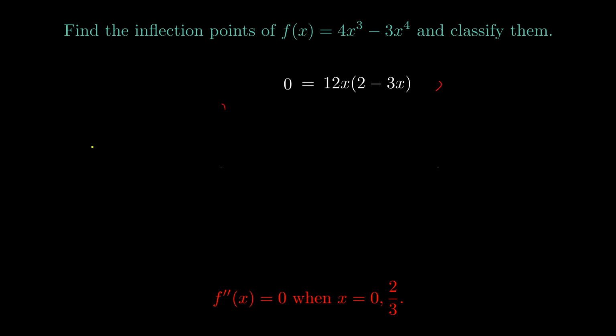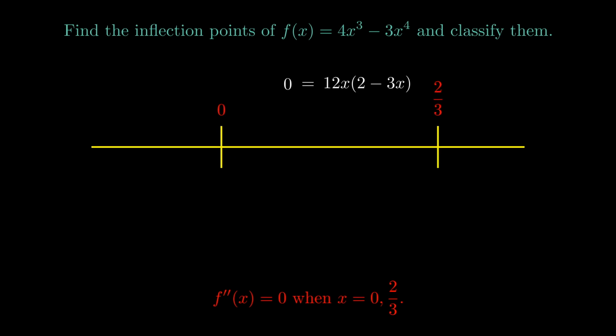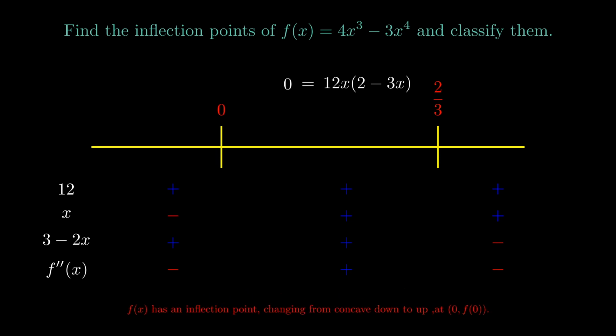We once again do a sign analysis of the factors. Notice that x and 2 minus 3x both will change signs. We see that f double prime of x is negative when x is less than 0, positive between 0 and 2/3, and negative again when x is greater than 2/3. Thus, x equals 0 and 2/3 produce inflection points where f goes from concave down to up, then down again. And we can find the exact points.